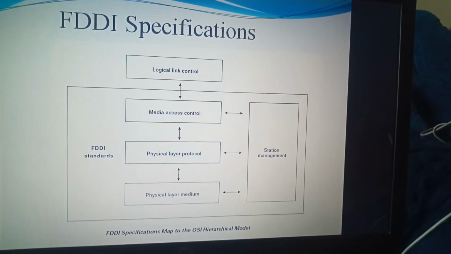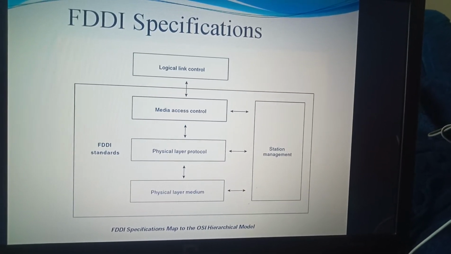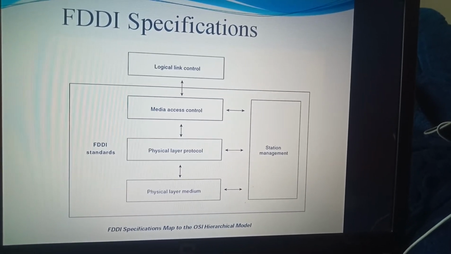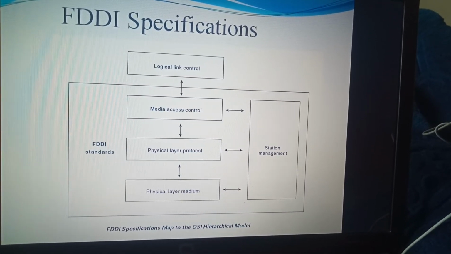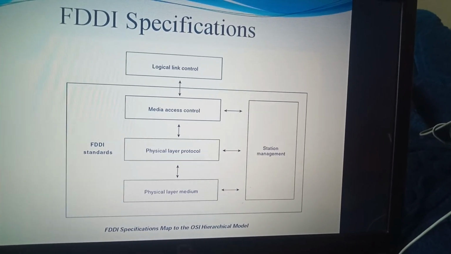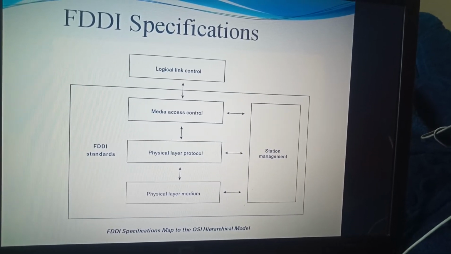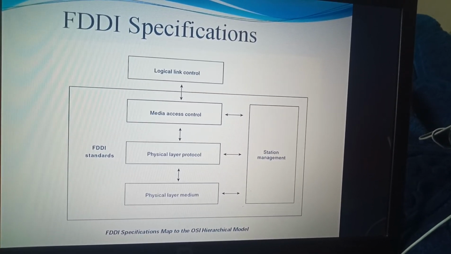FDDI specification. We can see that in the FDDI specification there are the layers of logical link control, media access control, physical layer protocol, and physical layer medium. Media access control, physical layer protocol, and physical layer medium are directly connected to the station management. This is the structure of the FDDI specification.